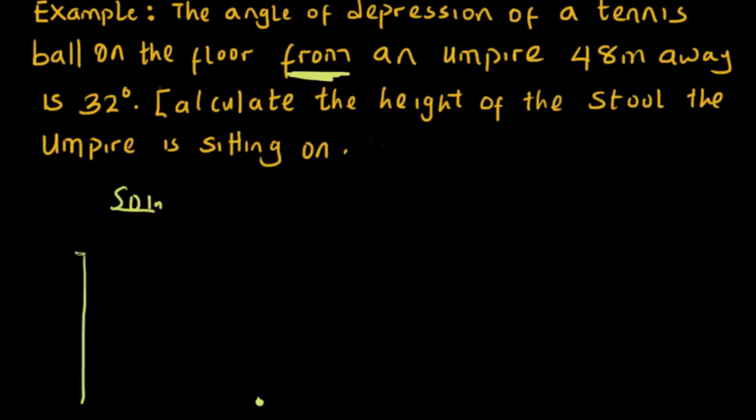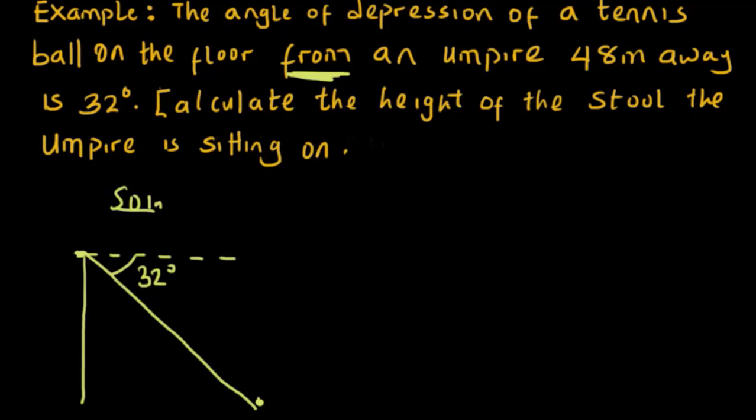So the umpire is up here. Now from this umpire, the angle of depression is 32 degrees. Now remember, the umpire has a line of sight. Does that make sense? Now the umpire looks down at the ball, and now he or she makes an angle of 32 degrees with the horizontal. Does this make sense? So this is how we represent angle of depression.